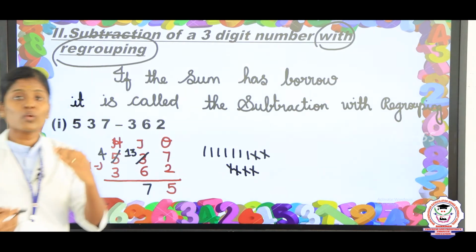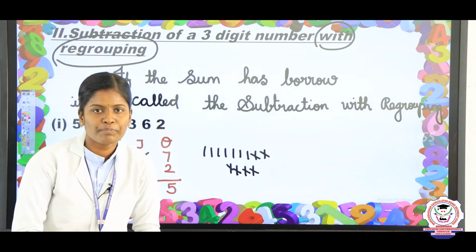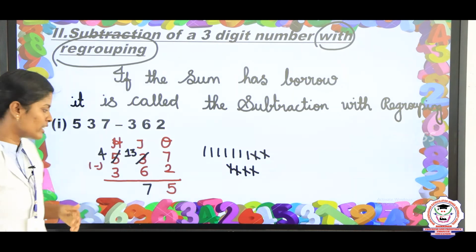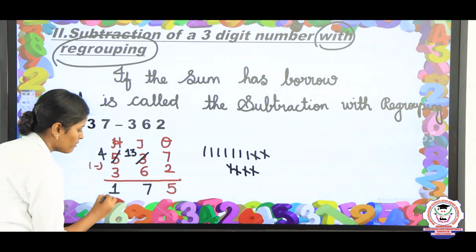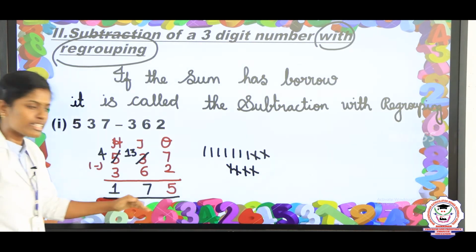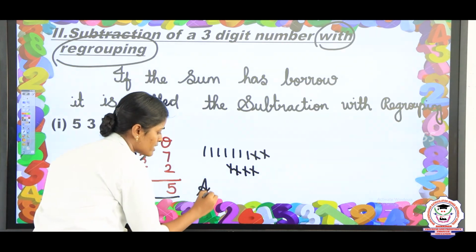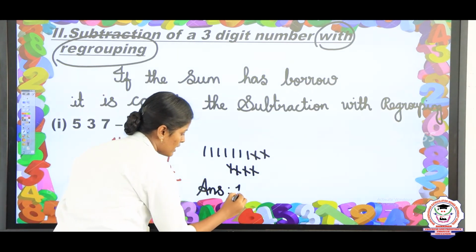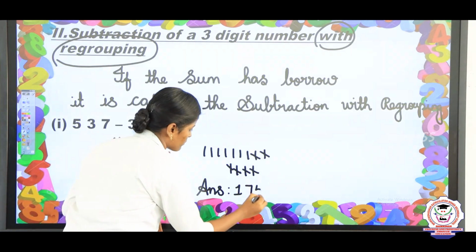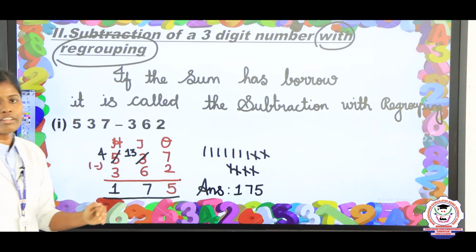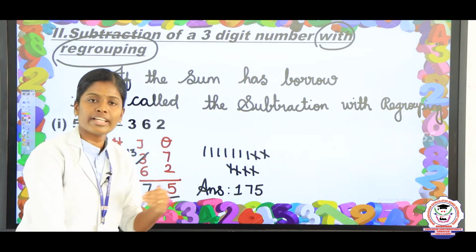Now tell me Kiran, what is the answer, 4 minus 3? Very good. Yes, the answer is 1. So we have the final answer 175. So write that answer, 175. So like this we have another example. Listen here.